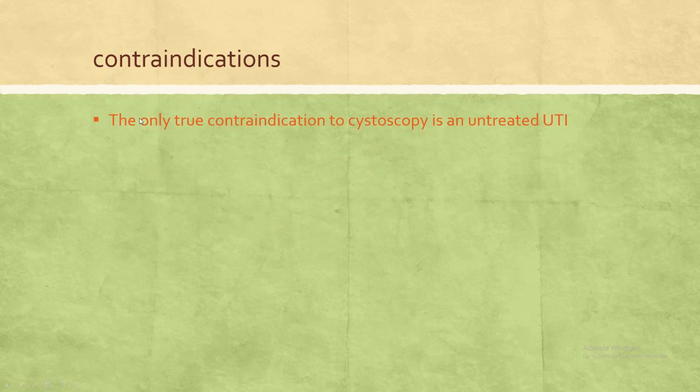Contraindication: the only contraindication for cystoscopy is untreated UTI. Remember, this can come as a question routinely. So only contraindication for cystoscopy is untreated UTI.